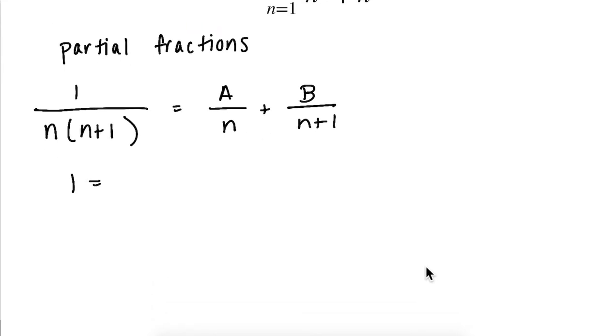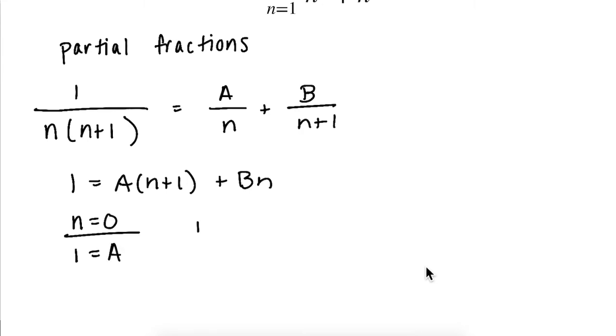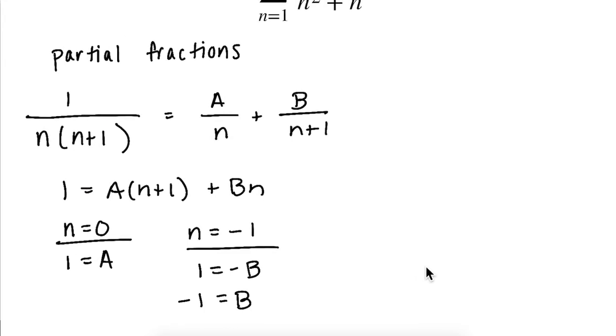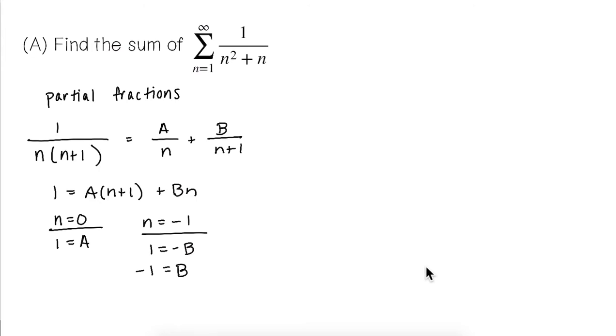Okay, that means 1 is going to equal A times n plus 1 plus B times n. Now if I set n equal to 0, I get 1 is equal to A. And if I set n equal to negative 1, I'm going to get 1 equals negative B. So negative 1 is equal to B. Okay, so if I break this apart now, if I take the sum from 1 to infinity, I can say that that sequence is the same as 1 over n minus 1 over n plus 1.